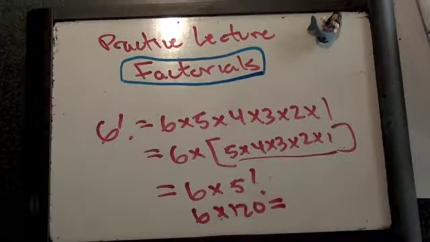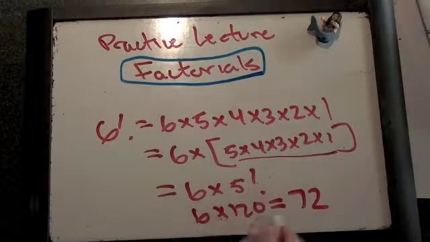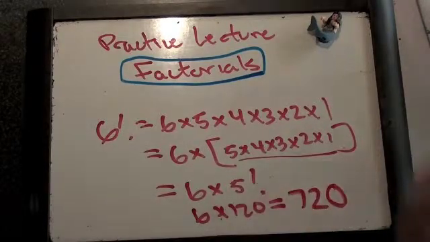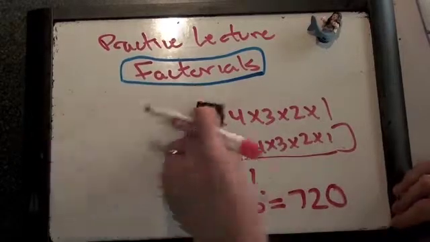70. Nope. 6 times 12 is not 70. Well, 4 times 12 is 48, that's true. 6 times 12 is 48 plus 24, which is? 72, right. So 6 times 120 is 720. But the important thing is we can write it as 6 times 5 factorial.